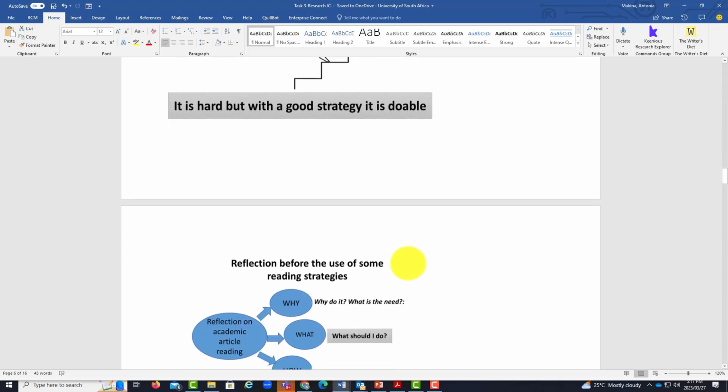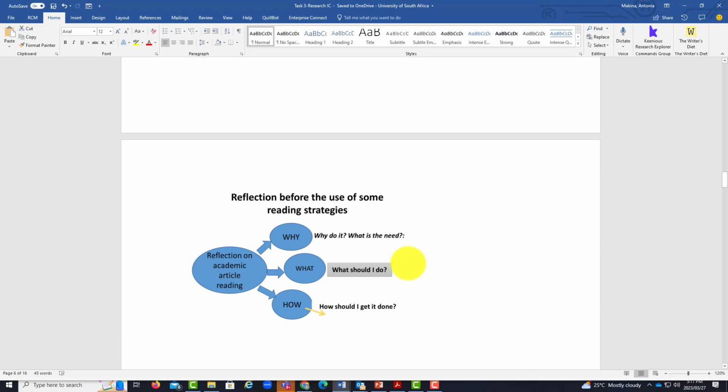And then I go down to say, before I start my reading, I always go through some self-reflective questions associated with what I would call the start to read motion. What are these questions? I start with why. Why do I want to read that article? Why do it? And what is the need? The next question is what? What must I read about? Therefore, what literature must I search for? And lastly, how should I get it down?